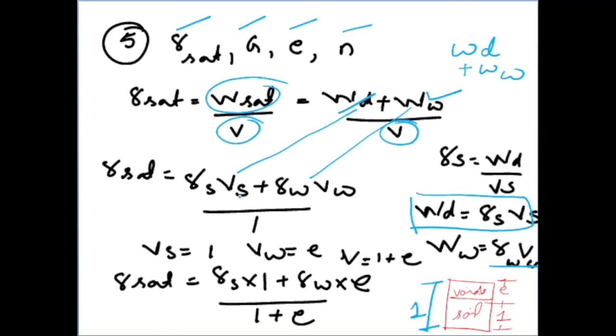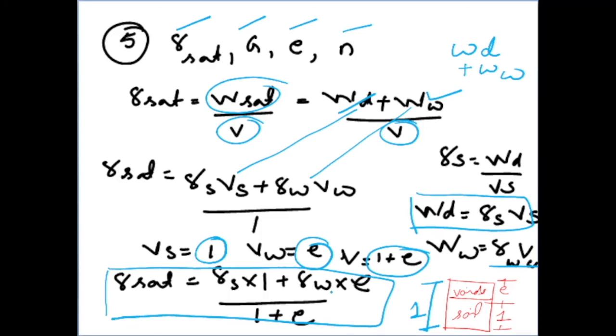Okay. So what is Vs from the figure? It is nothing but 1. What is Vw? Vw is nothing but e. And what is the total volume? It is nothing but 1 plus e. So what is gamma saturated? Gamma saturated is equal to (gamma s into 1 plus gamma w into e) divided by 1 plus e.